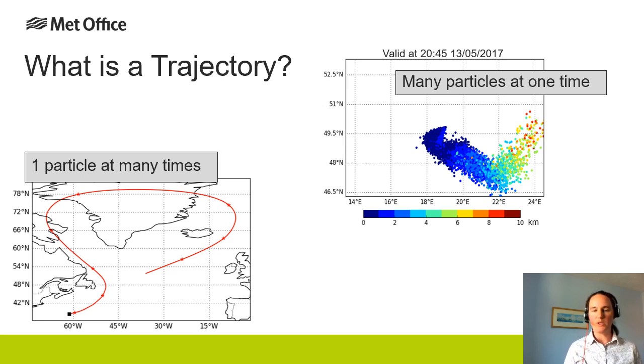But it's also possible to look at many particles at one particular time, as the top right example shows. So these are all the particles that the model is following at 2045, 8:45 on the 13th of May 2017. And what we've plotted here is each particle's position, so you can see its horizontal position in space by where it is on the plot, and then its vertical height is plotted by using the colours, so that you can see that the particles in the blues to the left of the figure are lower in the atmosphere than the particles on the right, which are higher up. And this is a snapshot then of all the particles that NAME is following at one time step.